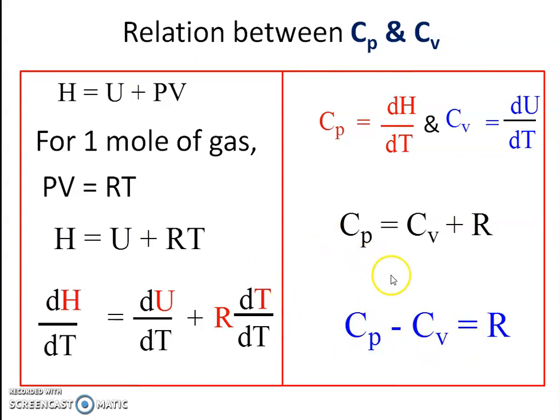And this is the relation between Cp and Cv, where Cp is the molar heat capacity at constant pressure, Cv is the molar heat capacity at constant volume, and R is the universal gas constant. So here we completed the first section of thermodynamics. The next section is thermochemistry. Before that, we solve some examples on some of the concepts of thermodynamics.